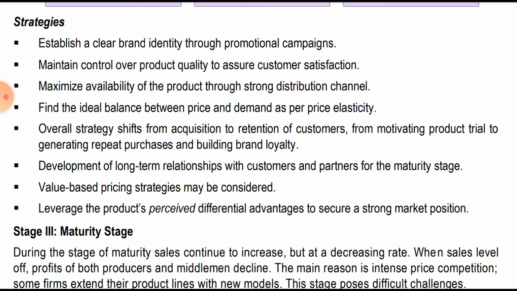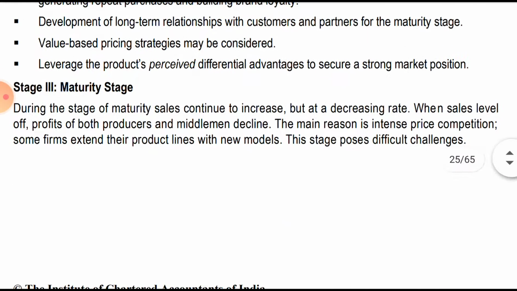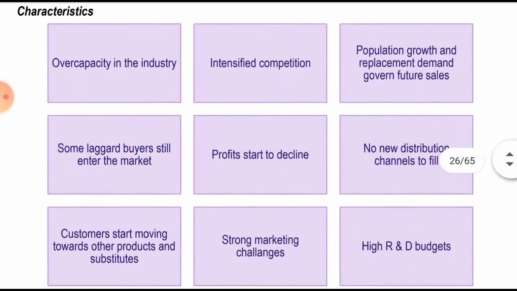Overall strategy shifts from acquisition to retention of the customer, from motivating product trial to generating repeat purchase and building brand loyalty. Development of long-term relationships with customers and partners for the maturity stage. Value-based pricing may be considered. Leverage the product's perceived differential advantage to secure the pricing. You just read this thing.